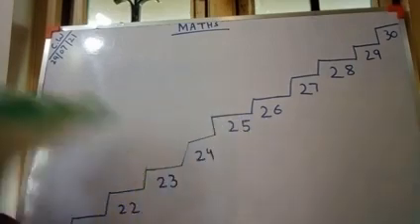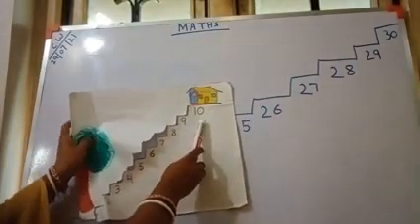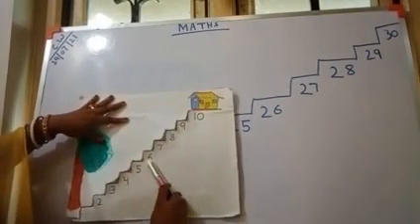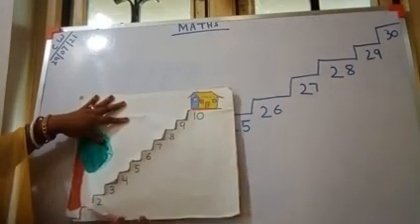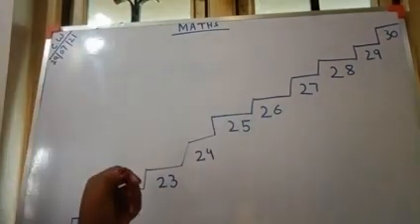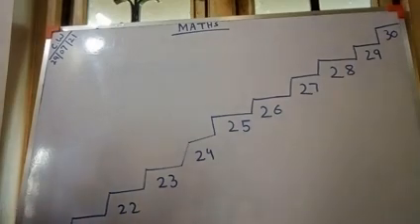Okay? And from 10: 10, 9, 8, 7, 6, 5, 4, 3, 2, 1. So we are counting the numbers backwardly. That is called backward counting. Again, when we are counting from back side, that is called backward counting.